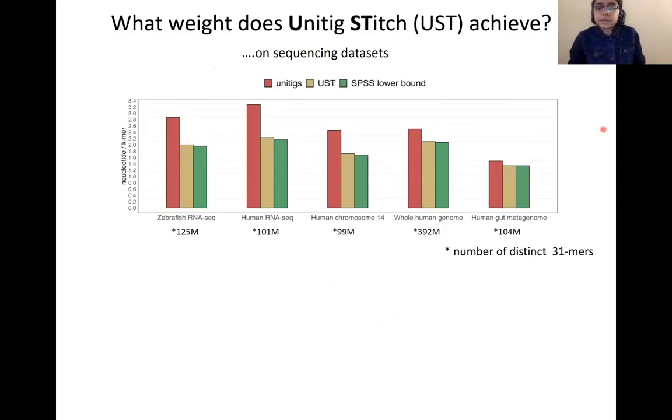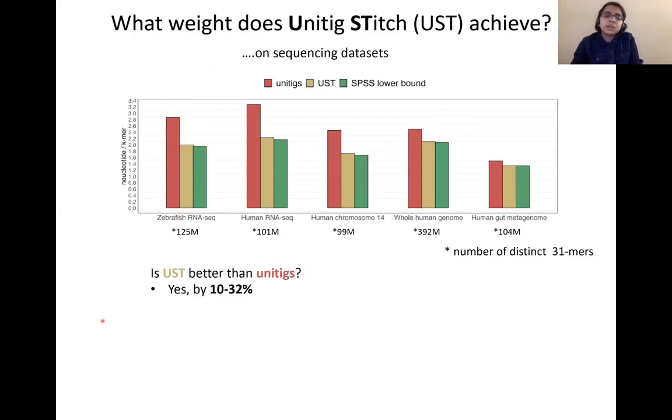Okay, so for our experiments, what we did was we downloaded 5 different publicly available datasets and we computed k-mers from them. We filtered out the k-mers that appear only once in the dataset, and thus we ended up having 100 to 400 million k-mers. So we see that in the result, UST is better than Unitigs by 10 to 32%.